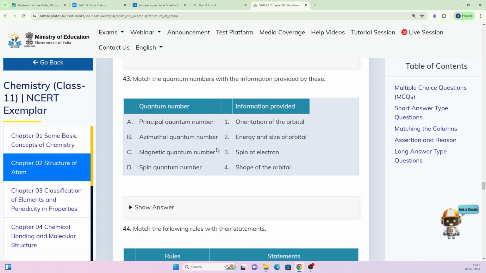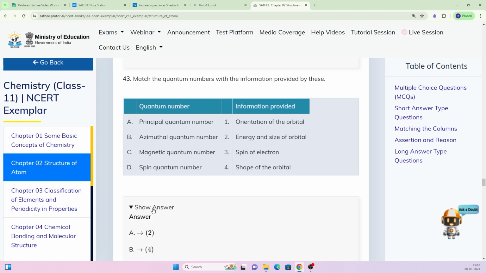The azimuthal quantum number tells us about the shape of the orbital. The magnetic quantum number tells us about the orientation of that shape, whether it will be aligned along the x-axis, y-axis or z-axis: px, py, pz. And the spin quantum number tells us about the spin of the electron, whether it will be upspin or downspin. Clear? It is very easy to predict this question.